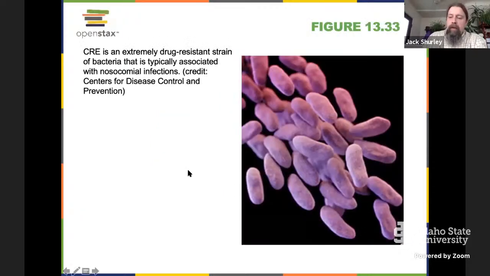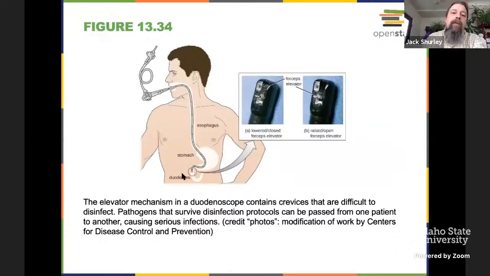So I think getting close to the end here, CRE is a drug-resistant strain. This is associated with nosocomial or hospital-acquired infections, and there are all sorts of possibilities with that, with procedures that may not be as clean or sterile as one might hope.